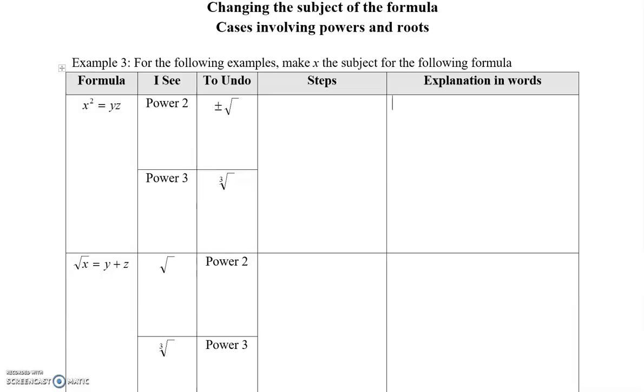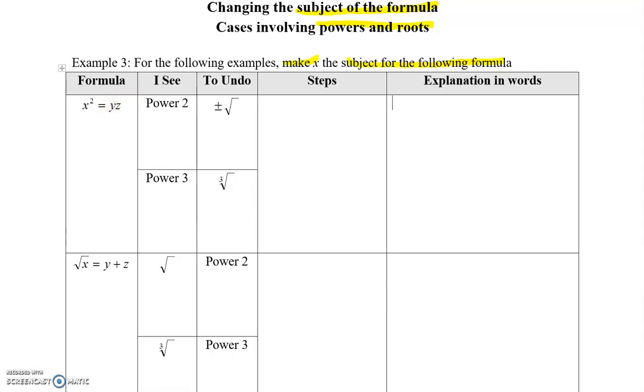In this video, we want to learn how to change the subject of the formula for cases involving powers and roots. For example 3, we want to make x the subject of the following formulas. For the first formula, x squared equals yz.